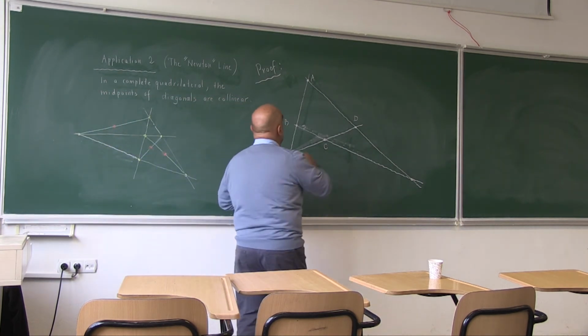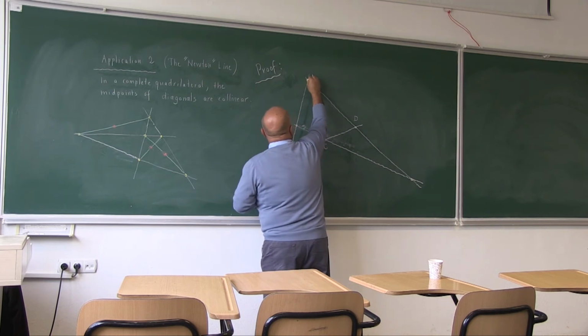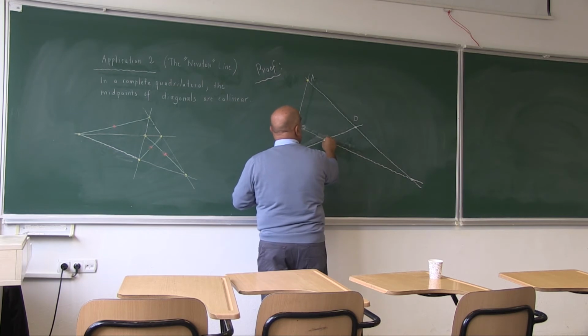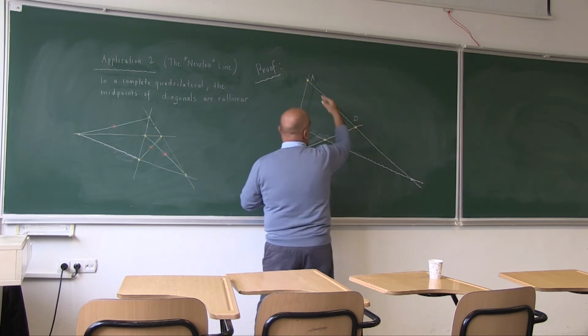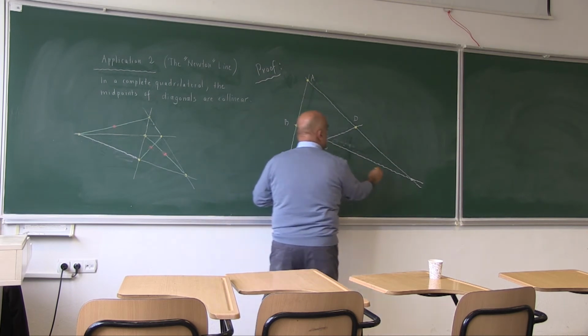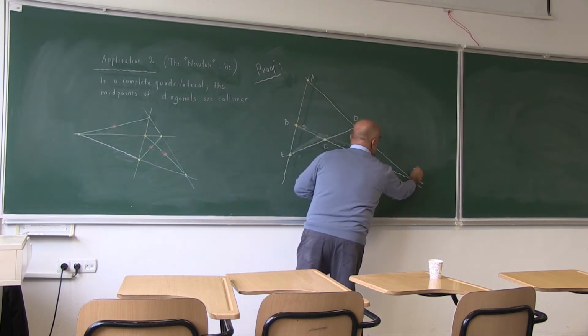You may argue back and forth, that's all a matter of taste. So here's our complete quadrilateral, the 4 lines and the six vertices A, B, C, D, E, F.